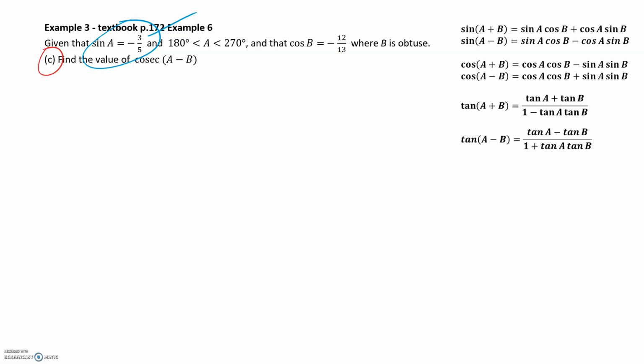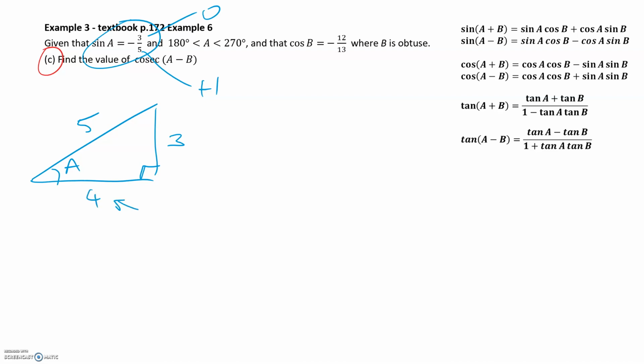Remember, sine is always the opposite over the hypotenuse. So if we draw a right-angled triangle here, we've got A, the opposite is going to be 3, and the hypotenuse is 5. Using Pythagoras, that's going to be 4.